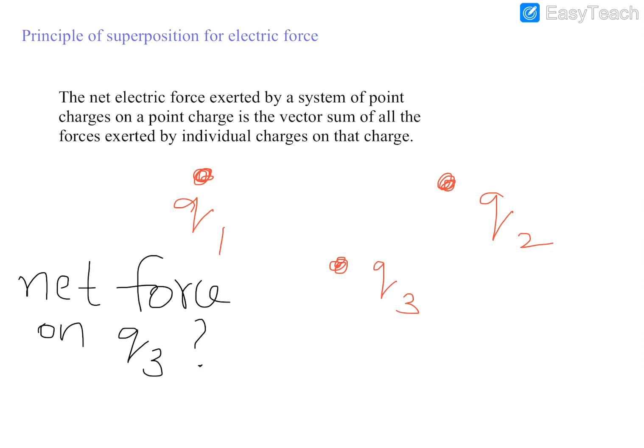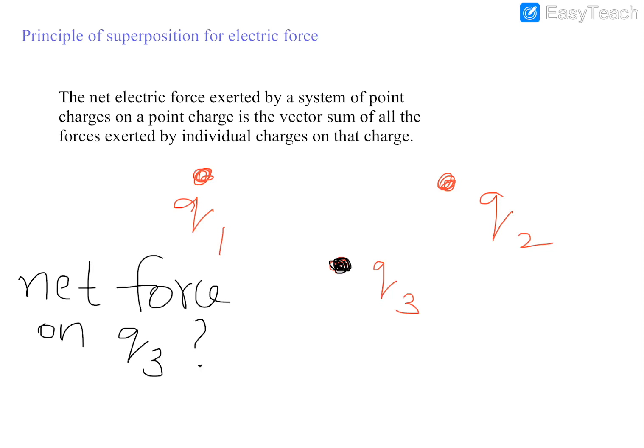So first thing you must know is, whenever there are charges and you are going to find force on any particular charge, there is an easy method by which you can find it. You are going to find the net force on Q3. So first thing is that you must imagine that you are standing on Q3. When you are standing on Q3, you can see two charges, one is Q1, another is Q2. Both will exert force on Q3.